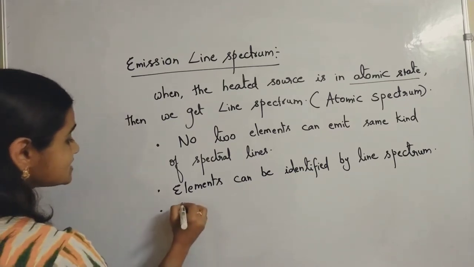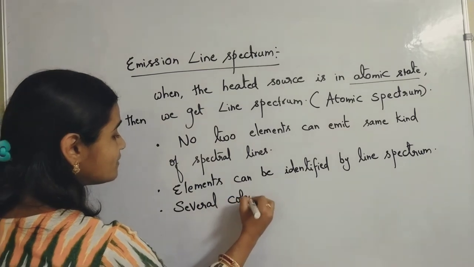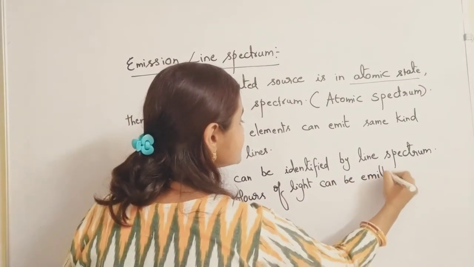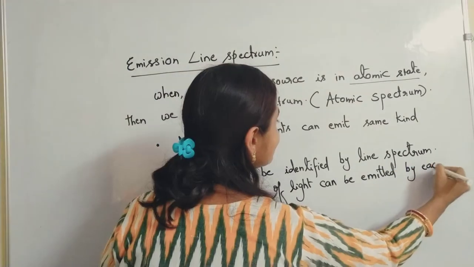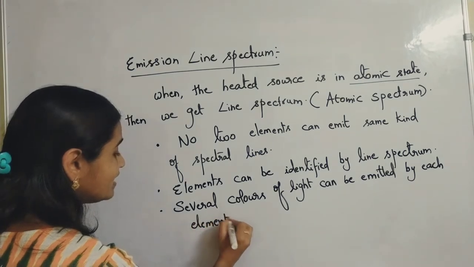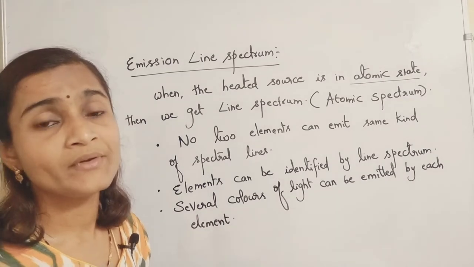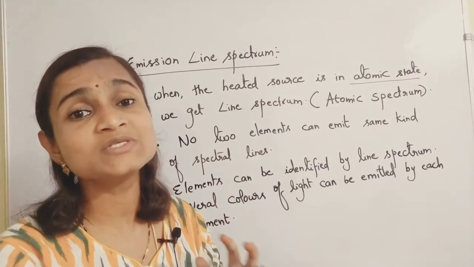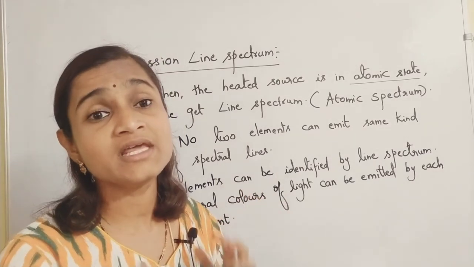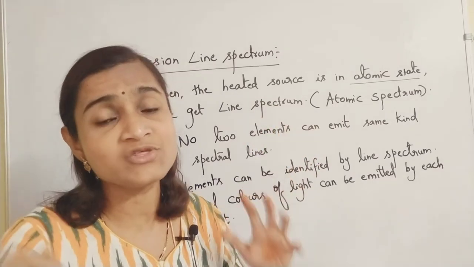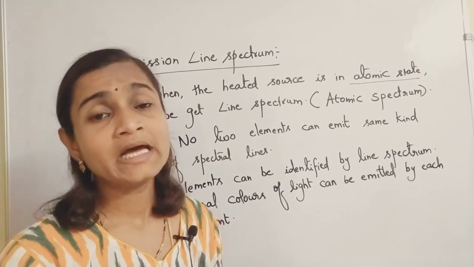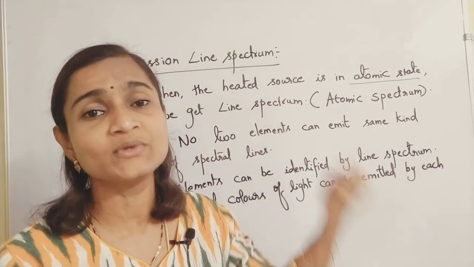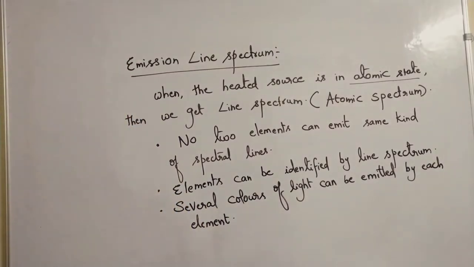Next, several colors of light can be emitted by each element. Please understand these points carefully. Different elements are going to give you different flame colors also. The different flame colors of different elements are also because of the line spectrum, because of the region that is observed as illuminated, a bright region, in the whole range of wavelengths. Several colors of light can be emitted by each element. That is a very important point regarding line spectrum.